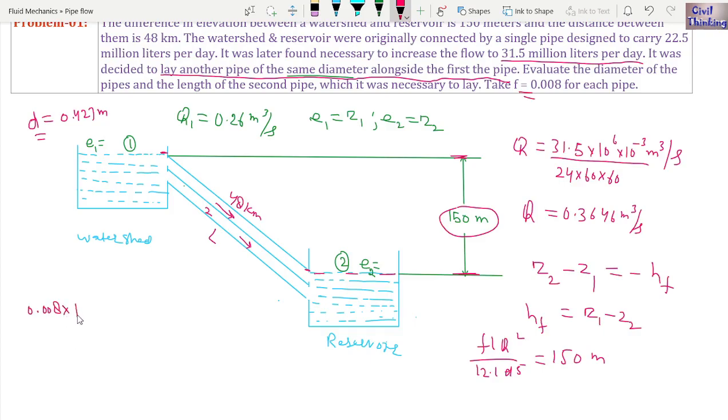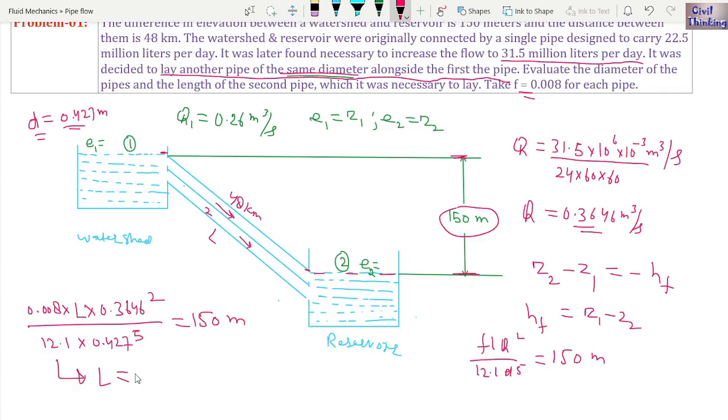L is the length which we have to find, multiplied by Q square. Q has to be 0.3646, so 0.3646 square, divided by 12.1 D5. D is the diameter. We found the diameter of the first pipe, and it was said the diameter of the second pipe is the same, right? So the diameter of the second pipe is also 0.427, so 0.427 power 5, and this is equal to 150 meters. Now when you simplify this, you'll find the value of L.